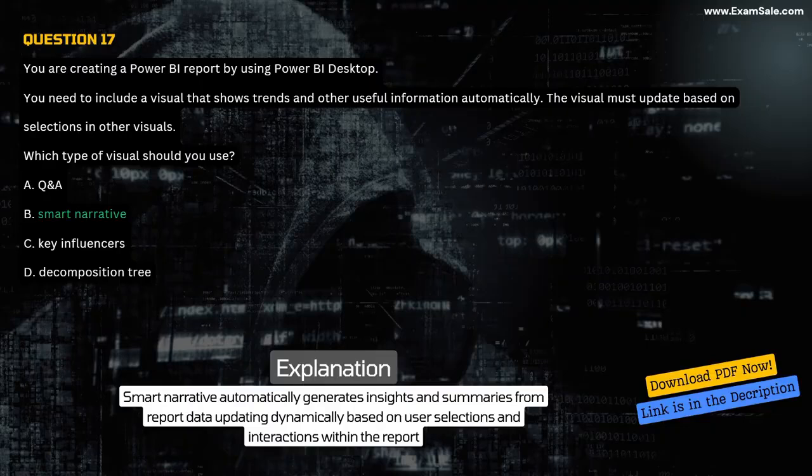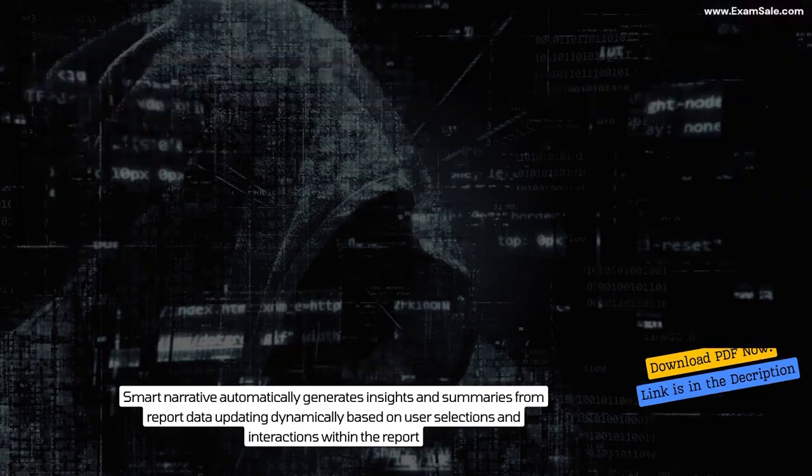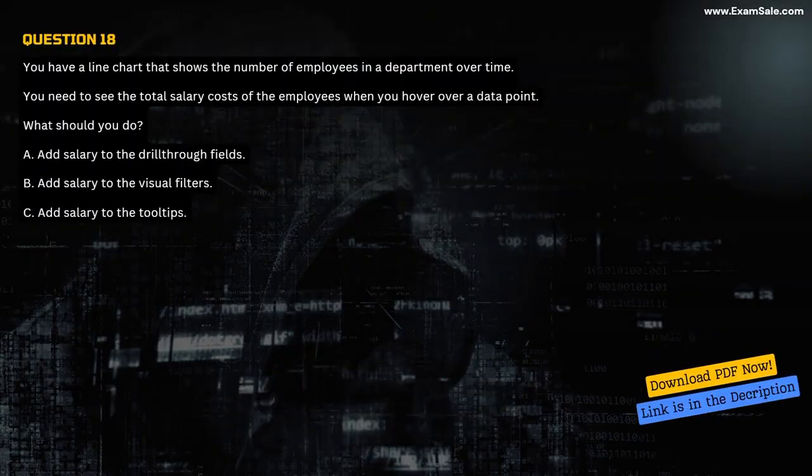Explanation. Smart narrative automatically generates insights and summaries from report data, updating dynamically based on user selections and interactions within the report. Question 18. You have a line chart that shows the number of employees in a department over time. You need to see the total salary costs of the employees when you hover over a data point. What should you do?